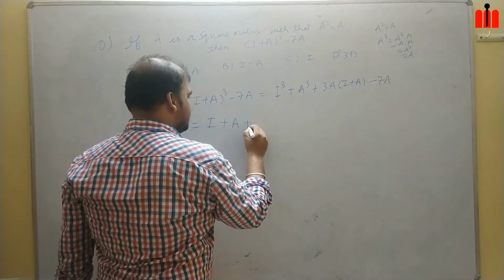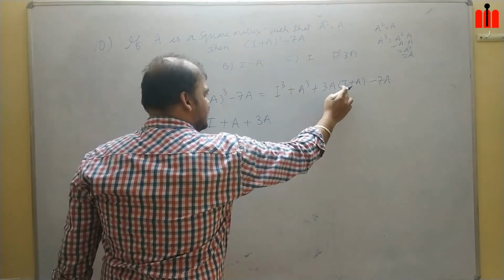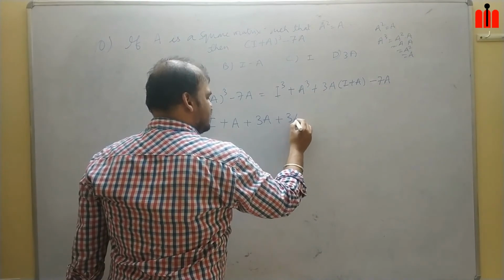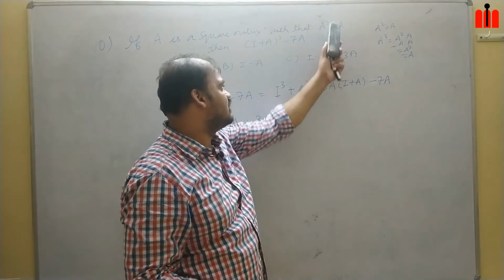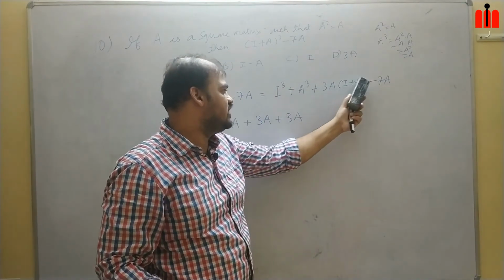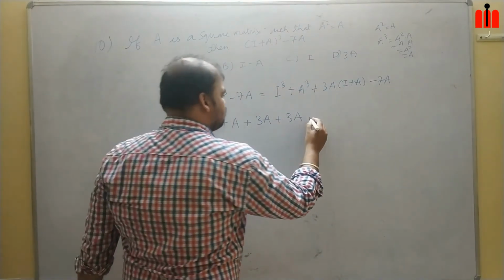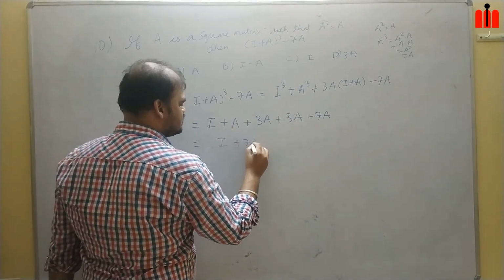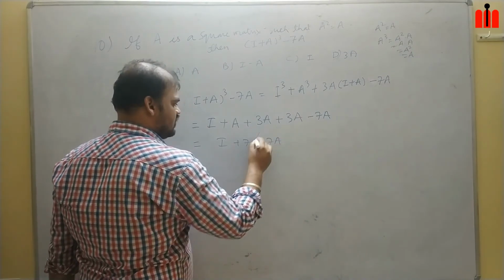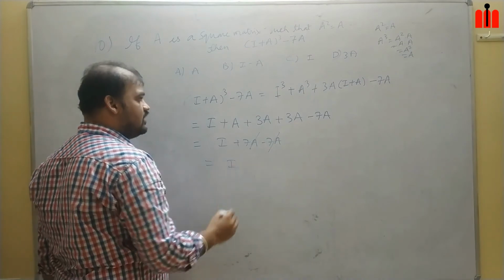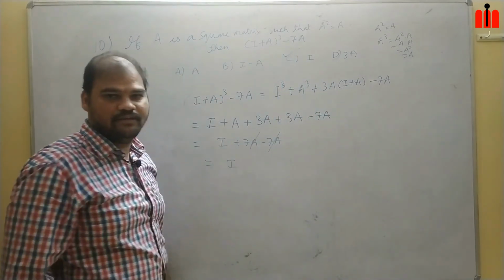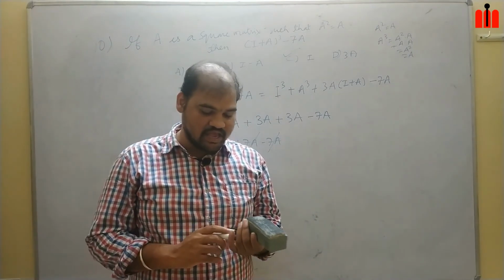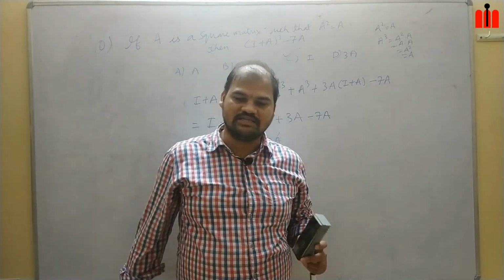Now you multiply this 3A inside, then 3A. A into I is A, so it will become A. 3 into A square will become again 3A, because A square is nothing but our A. So it will be I plus A plus 3A plus 3A minus 7A, that is I plus 7A minus 7A. 7A got cancelled, so answer is I. So answer is C, I. Okay, understood? This completes problem 10. Also, this completes today's class as well.